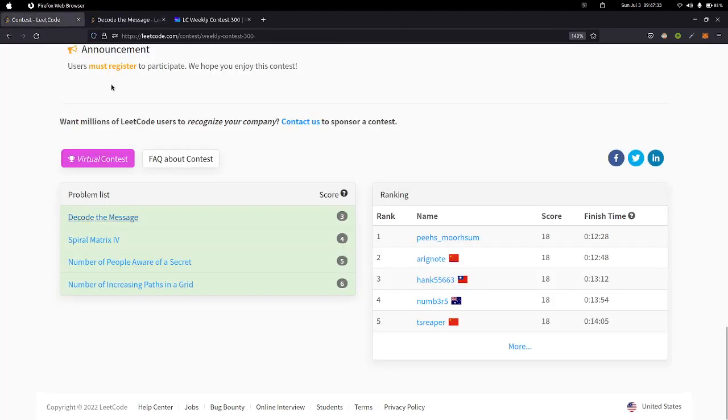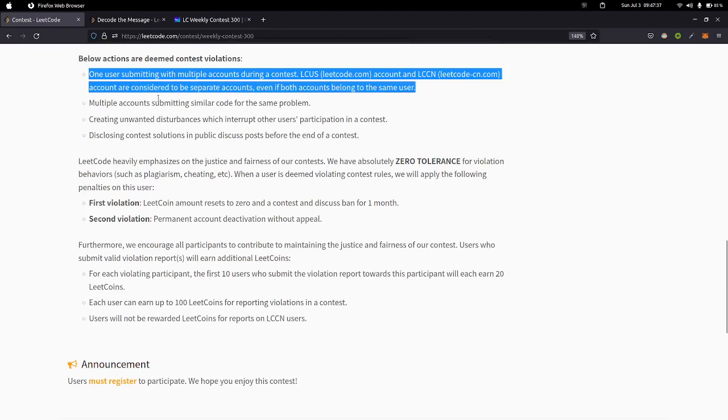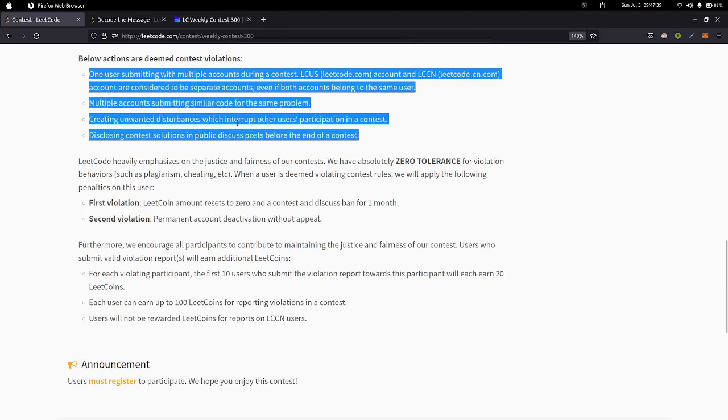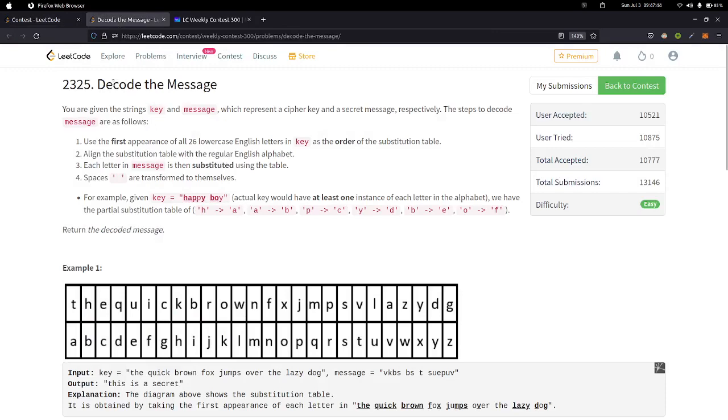The flow of the video will be: I'll quickly explain the algorithm, and then we'll walk through my code. Yeah, so the first question is decode the message.